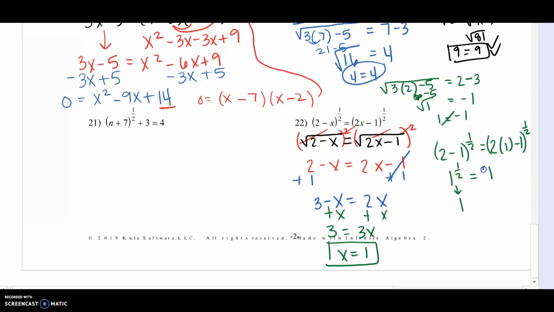I have the same thing here, right? To the 1/2 gives me 1. So like I said, 1 works. Okay, and this will be our answer. We will include this.